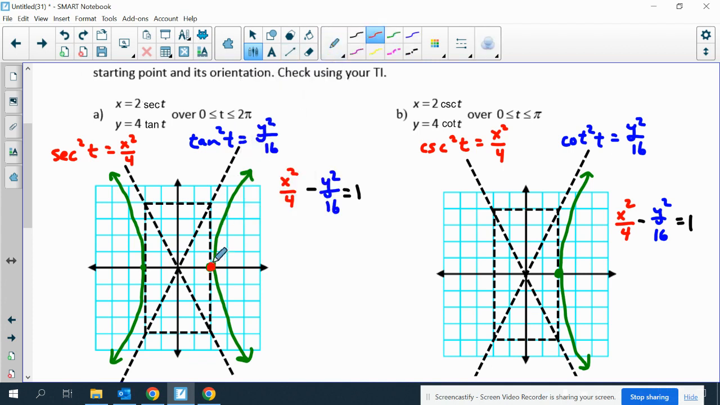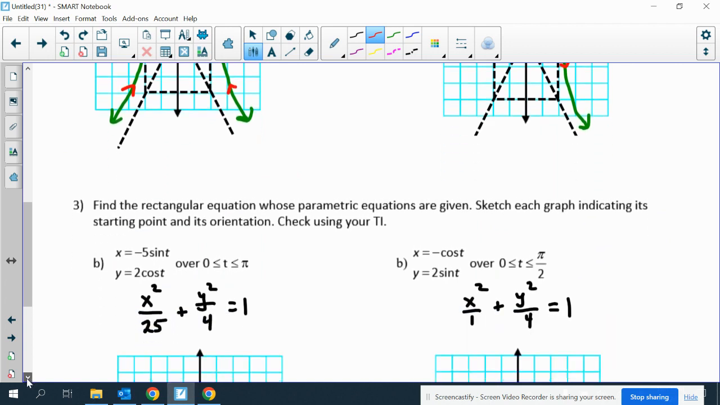And again, let's talk about orientation. Here's my start. Then it goes this way and up, and then like this. Here, I start off at positive infinity, and then at pi halves, I'm here, so I'm moving in this direction. So you have to actually kind of understand what happens, and if you don't, then you substitute in some values for t to figure out where you are.